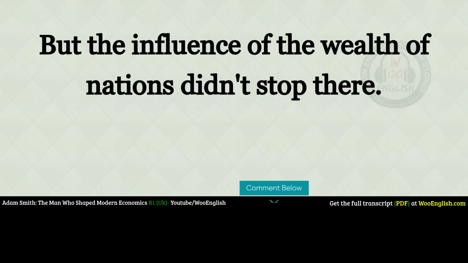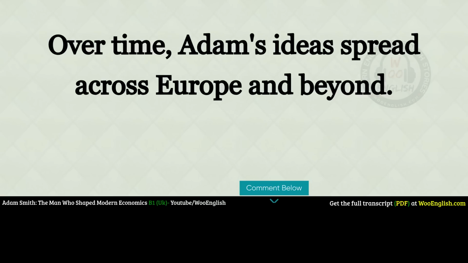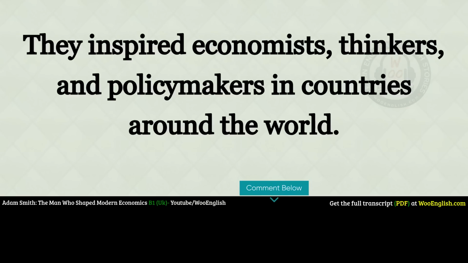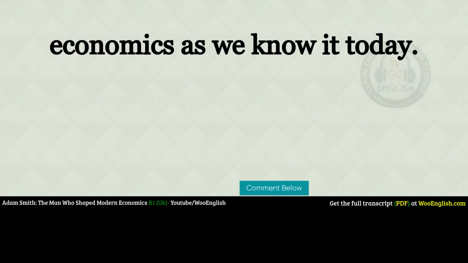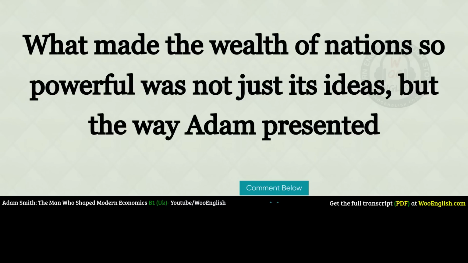But the influence of The Wealth of Nations didn't stop there. Over time, Adam's ideas spread across Europe and beyond. They inspired economists, thinkers, and policymakers in countries around the world. The book became a cornerstone of modern economic thought, laying the foundation for the study of economics as we know it today.